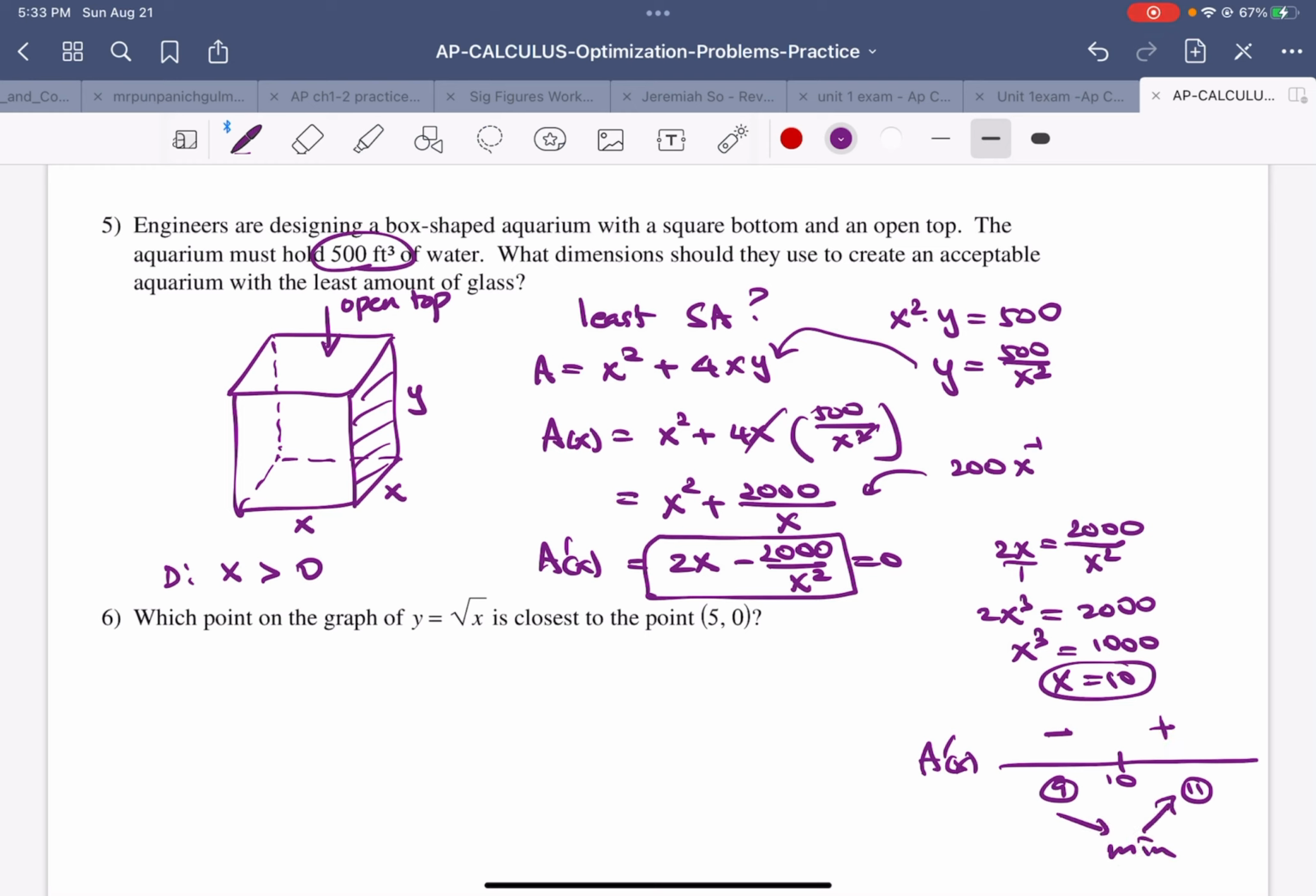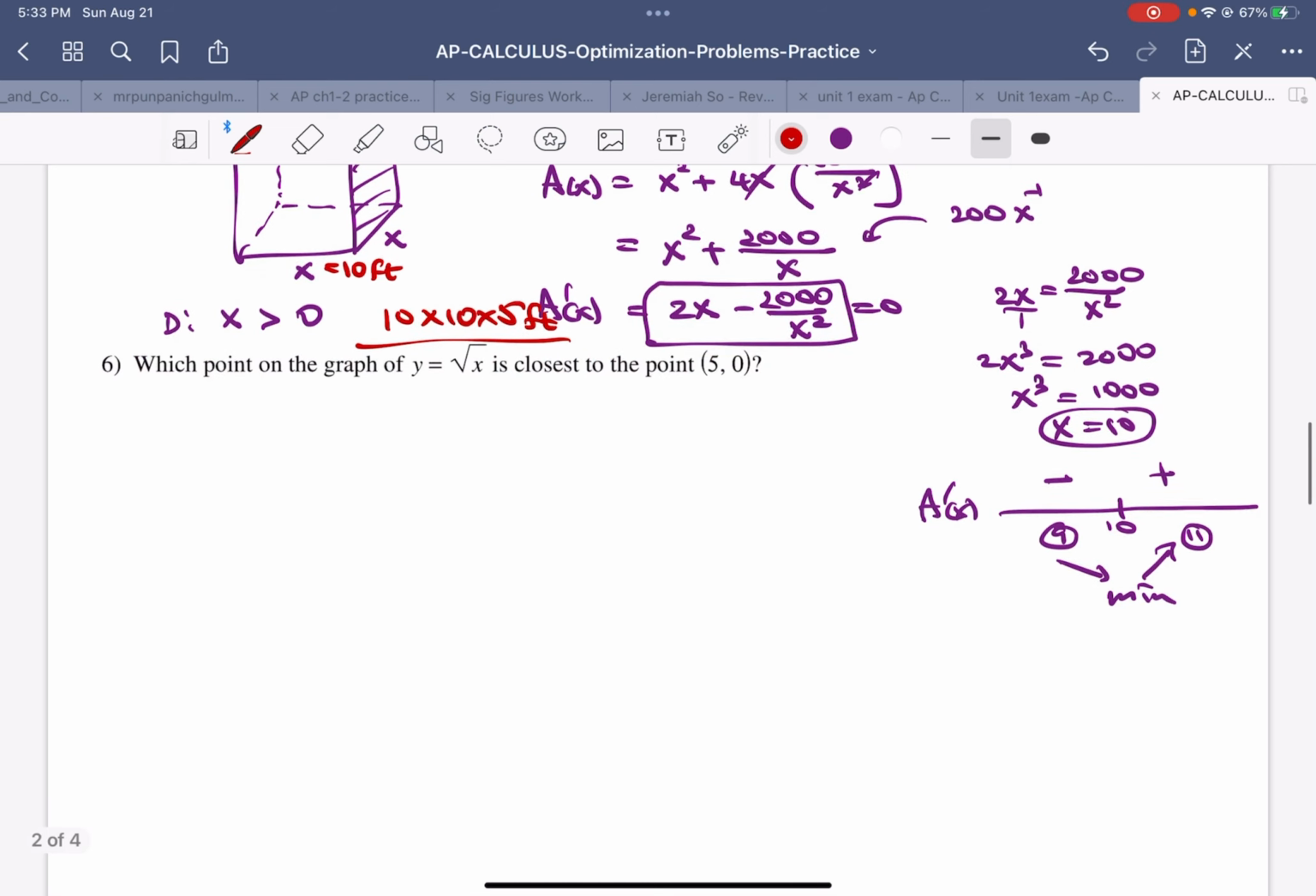Okay, minimum surface area. So what is the final answer? What dimension should they use to have the least amount of glass? Then x is 10, right? So right here is 10 feet. Okay, and this y value, you plug it in here. 500 over 10 squared is 5. So 5 feet. So 10 by 10 by 5 feet, that's the dimension of the glass, right?